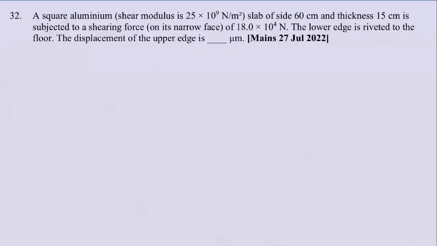A square aluminum slab, shear modulus is already given, of side 60 centimeter and thickness 15 centimeter, is subjected to a shearing force on its narrow face. Which is difficult. Square, I think it's a cube, no? But anyway, it's fine. Let us understand. The lower edge is riveted to the floor.